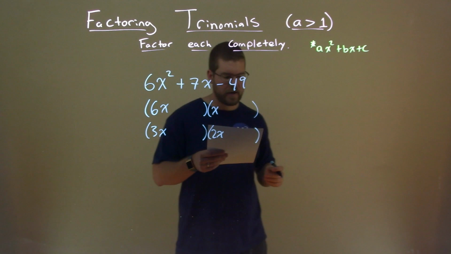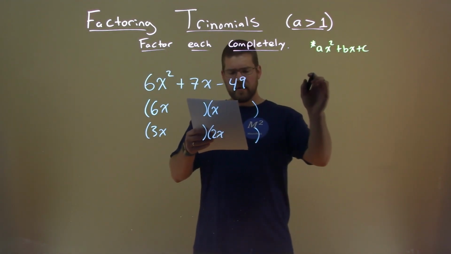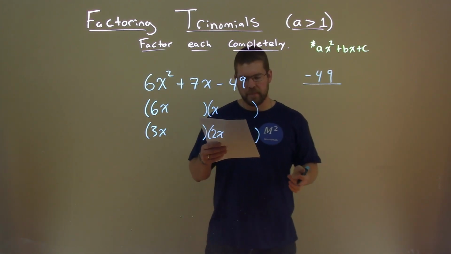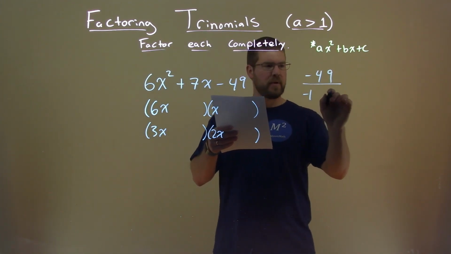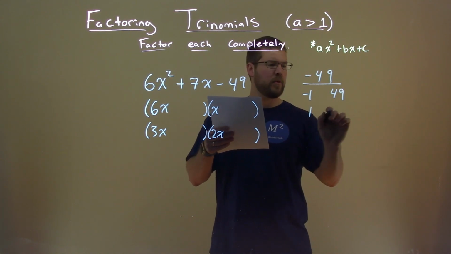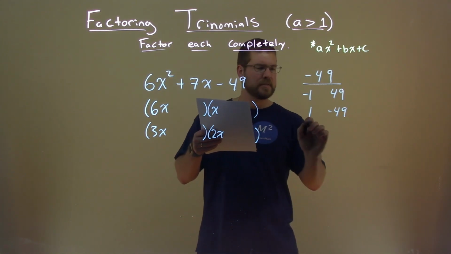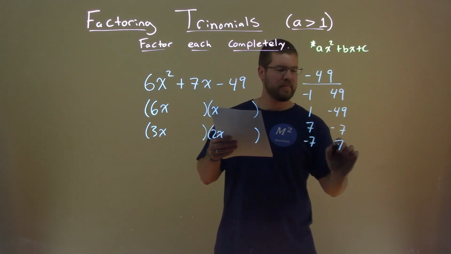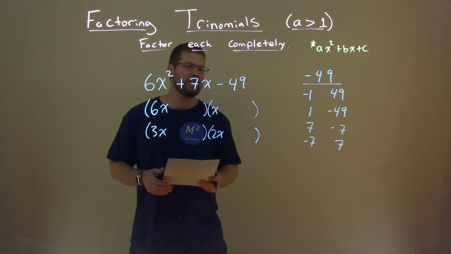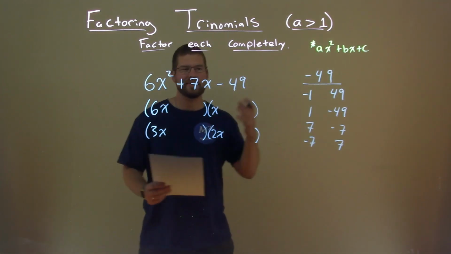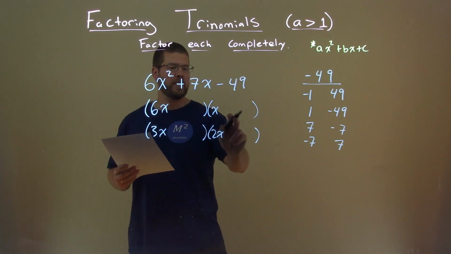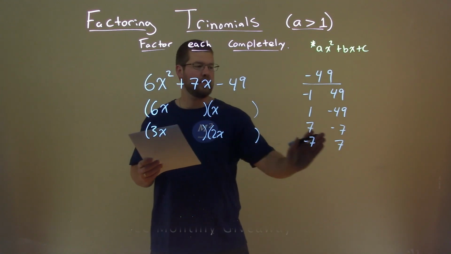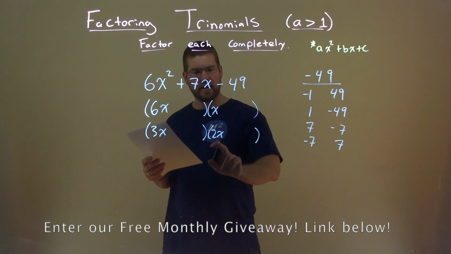Now let's look at negative 49. So we have negative 49 right here. And we think, okay, what two numbers multiply to be negative 49? Well, that's either negative 1 and a positive 49, positive 1 and a negative 49, 7 and a negative 7, or negative 7 and positive 7. Okay? All right. So now we're going to keep this in mind, and we're processing through how they can fit here. Which one gets us that we multiply the first number here times the other one plus the second number times this.